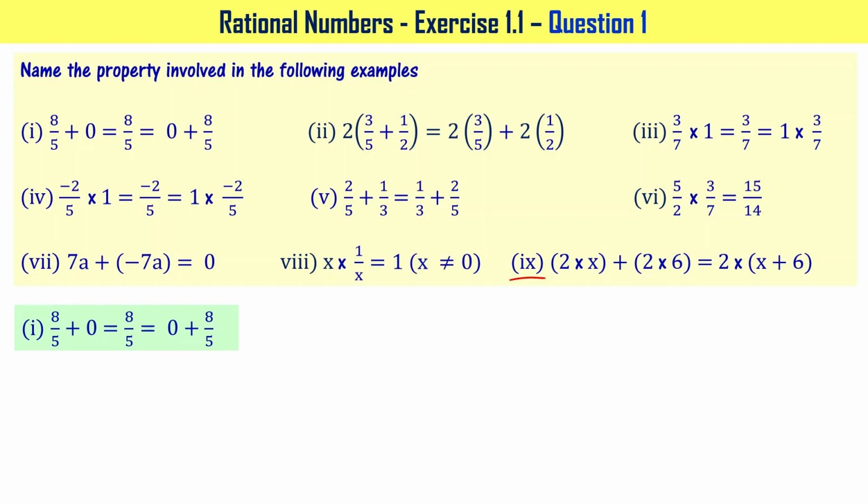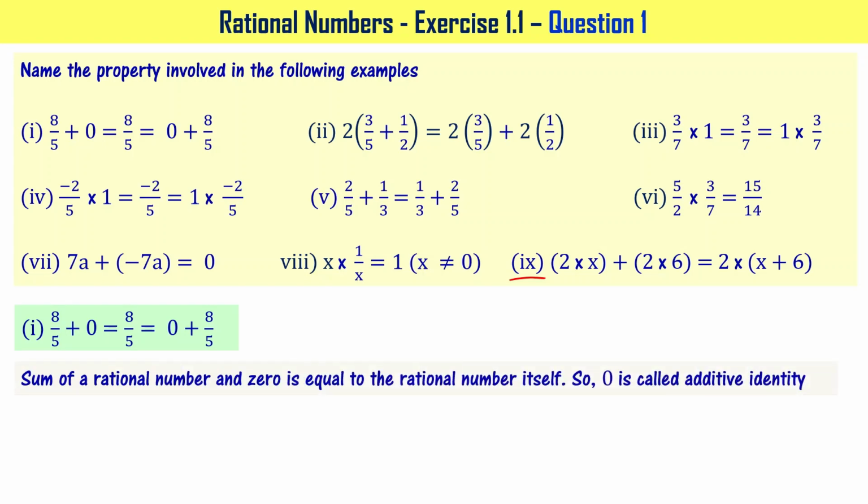That is equal to 0 plus 8 by 5. We know that the sum of a rational number and 0 is equal to the rational number itself. That's why 0 is called additive identity. It means when you add 0 to any rational number, you will get the same rational number, right? That's what happened here. We have added 0 to 8 by 5 to get 8 by 5, right? Same is true here. So the name of the property involved here is additive identity property, right?